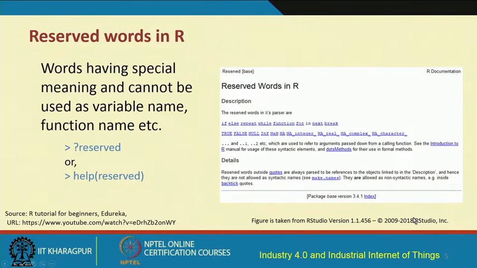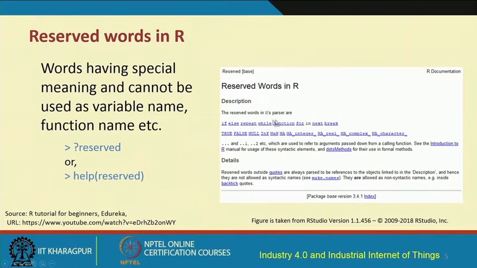But let us first proceed further and see what these reserved words in R are. Reserved words have some special meaning and cannot be used as a variable name. If you type in the R Studio ?reserved, or help within parenthesis reserved, this is what you are going to get: the reserved words that are supported in R.